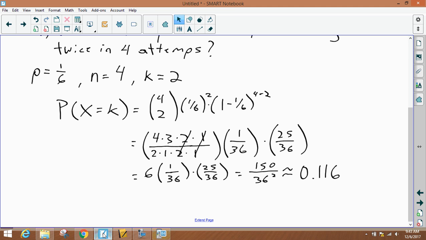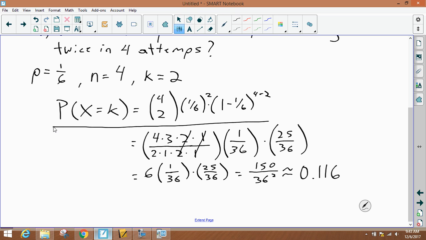On the AP Stat exam, the best answer is going to be to write that and then put it in your calculator. Okay? This formula is available to you. So the very best answer is to write that. You could actually say, I use my calculator, I use binomial PDF, where n was equal to 4, p was equal to 1/6, and k equals 2.